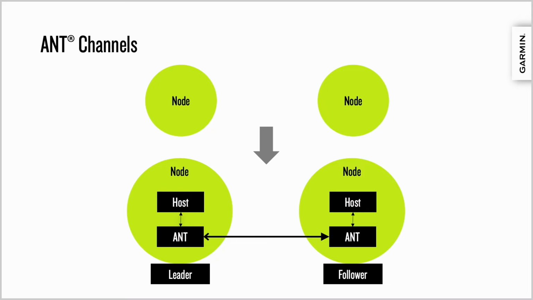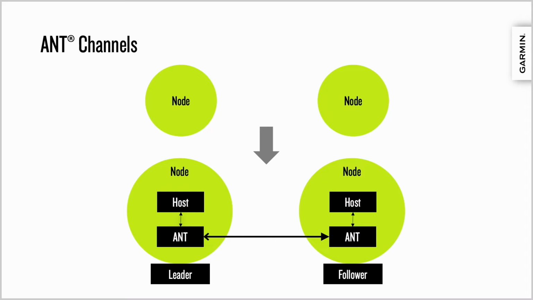ANT uses a TDMA channel access method, which means that each channel exists in its own time slot, which repeats periodically. A leader will always transmit a message on each channel time slot. If the channel is bidirectional, the follower may optionally transmit a message back. Note that ANT has built-in mechanisms that prevent it from interfering with open channels from other devices. How this is accomplished is beyond the scope of this session.